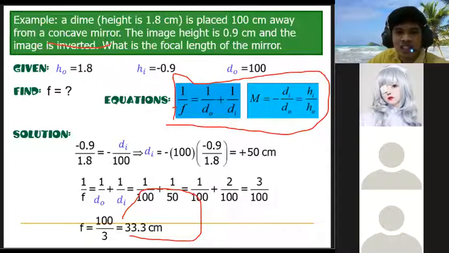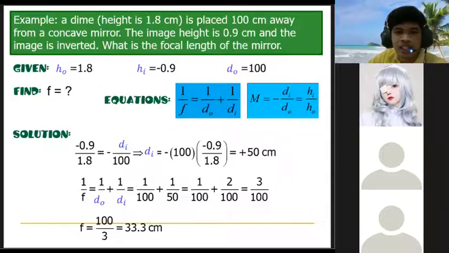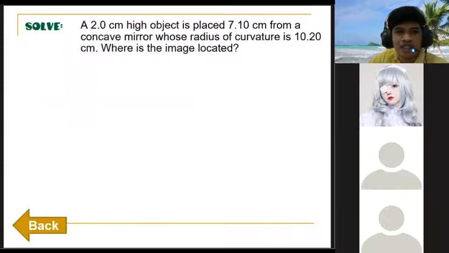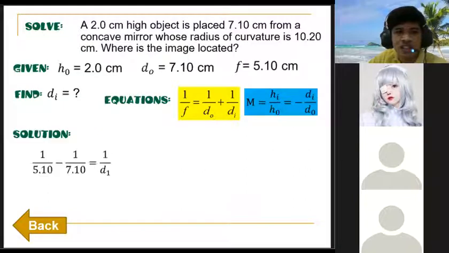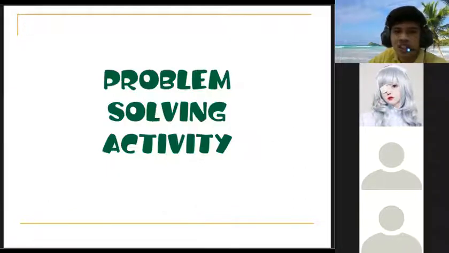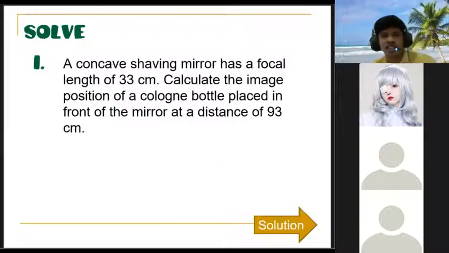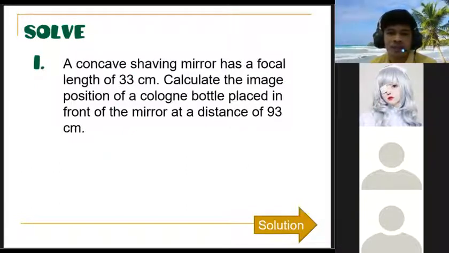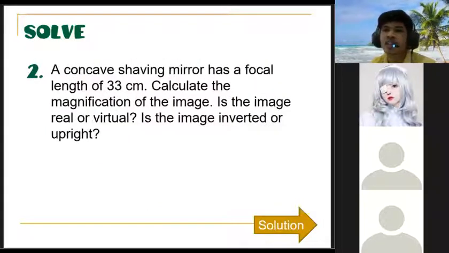In your notebook, please answer number 1, number 2, and number 3. Problem solving activity number 1, quiz. Number 1, take a screenshot. Number 2, that's very easy. You just need to follow the mirror and magnification equation.